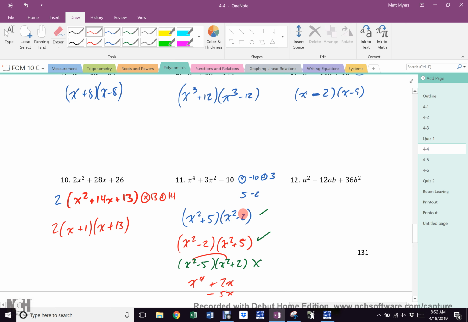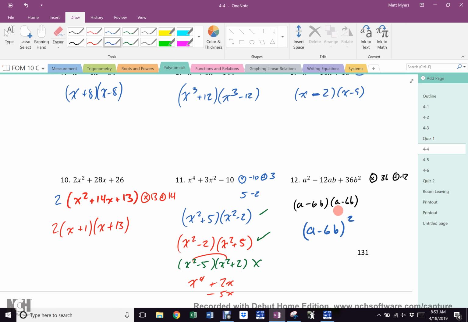Everybody understand? Okay. What's weird about 12? Just the b, right? So if that b wasn't there, we know what to do, yeah? And then we just add a b at the end. What do I have to multiply to? I have to multiply to 36. And I have to add to negative 12. What is it? Negative 6 and negative 6. So it's a minus 6b, and then a minus 6b. Now, are those the exact same? Is there a shorter way I could write this? A minus 6b squared. Everybody cool? I don't care which way you write it. Good? Easy peasy lemon squeezy, yeah?